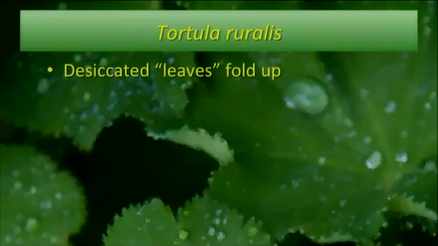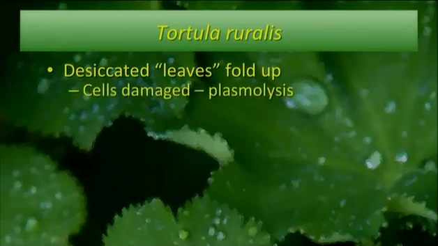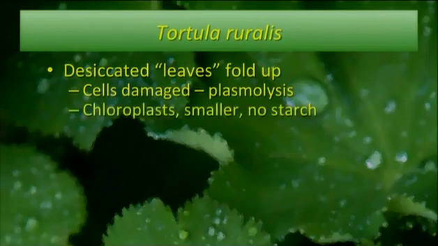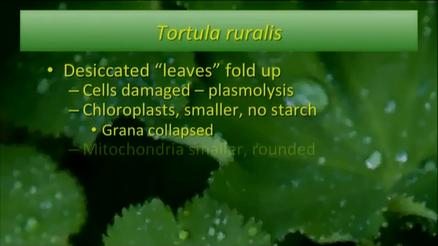So the desiccated leaves, so-called leaves, fold up when it's dry, okay? And the cells get damaged, you get plasmolysis, or the cell membrane pulls away from the cell wall as the living part of the cell shrivels. Okay. The chloroplasts get smaller. It doesn't have any starch anymore. Another thing is that the grana, the stacks of thylakoid membranes, are collapsed. Okay. The mitochondria are smaller and rounded.